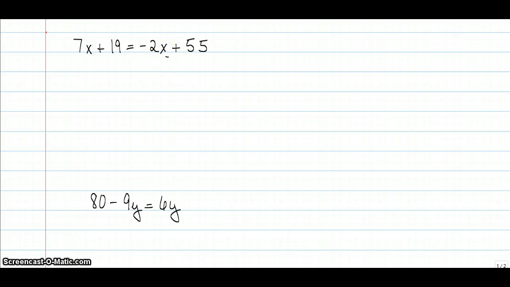I have to pick a side. I can choose either side, it's not going to make a difference. But I always like to choose the side that has the largest variable, the largest coefficient. So I have 7x and negative 2x. So what I'm going to do is add 2x to both sides. So now I have 9x plus 19 is equal to 55. Now I'm going to subtract 19 from both sides.